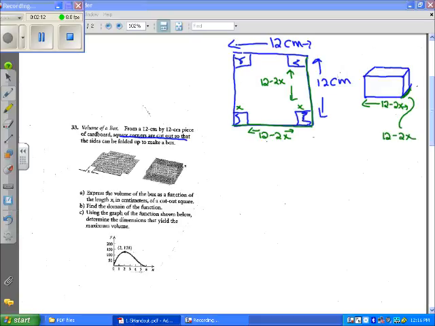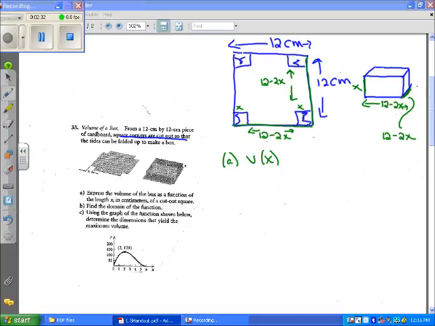Okay. Finally, the height of the box would actually be the length of x that we folded up. This would actually be x right there. So there's our three-dimensional box. Now we're asked to find the volume. So let's go ahead and write down the volume. The volume of a three-dimensional box would be the length times the height times the width.